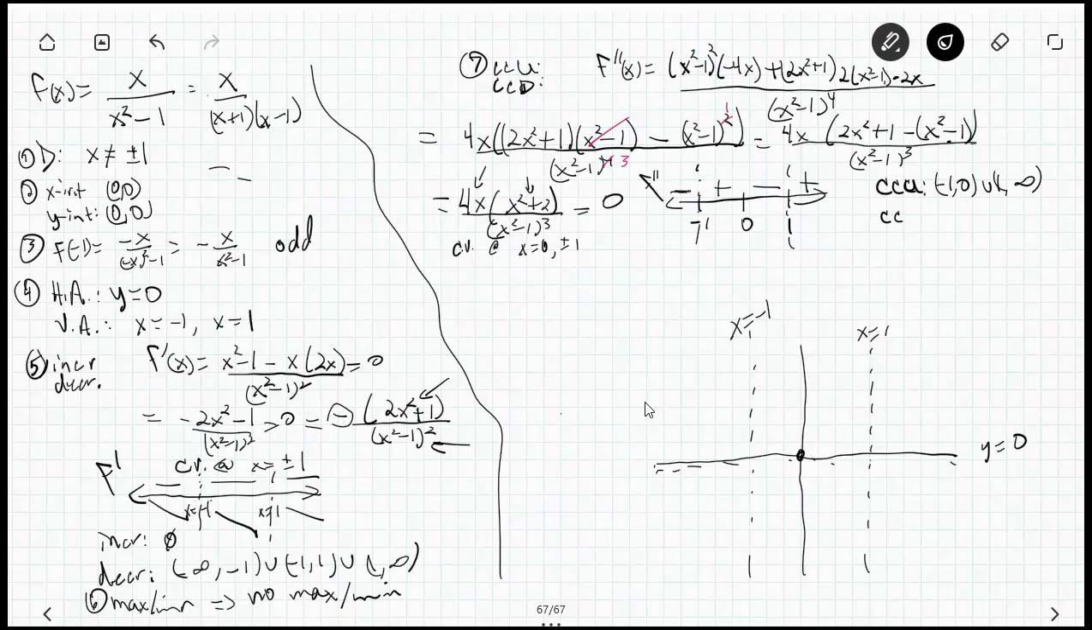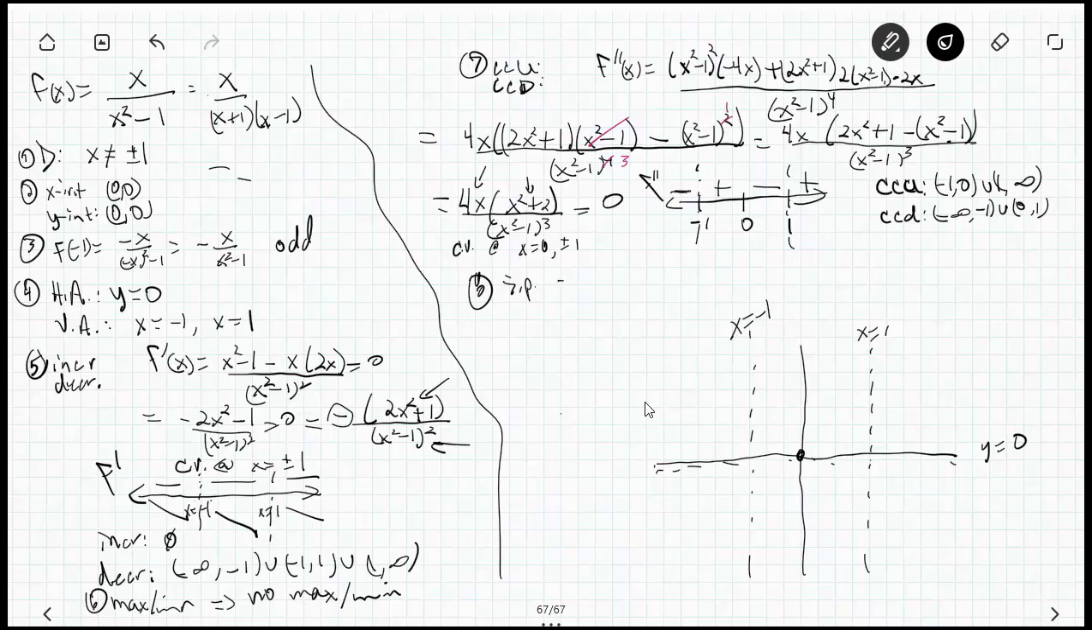I know concave down is going to be, what the heck's concave down? Negative infinity to negative 1, union 0 to 1. That's easy enough. And then, last but not least, let's do inflection points, and then let's get this thing graphed and get out of here.